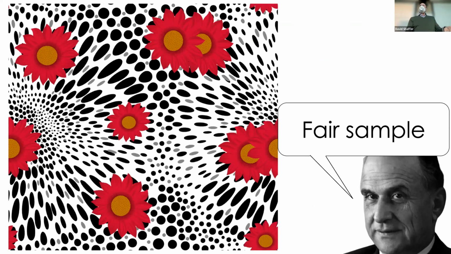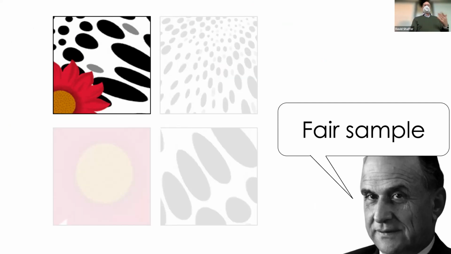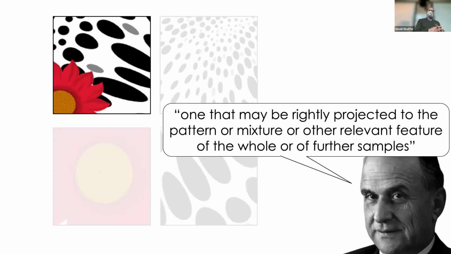Well, I have to show you some samples. And so the question is, which sample is the one that gives you the best understanding of what the whole will look like? I'm assuming most of us would choose this one in the case of that fabric. And the idea is that the fair sample is one that may be rightly projected to the pattern or mixture or other relevant feature of the whole or further samples. So that's what we're trying to get at ultimately, is the presentation of a fair sample. There are different ways we do that in the world. There's qualitative and there's quantitative methods, but that's our goal.